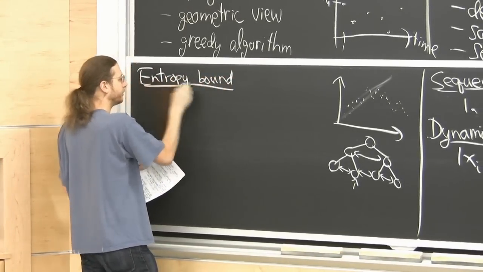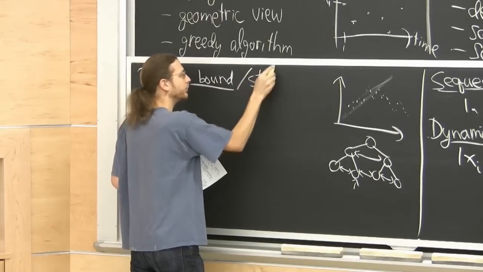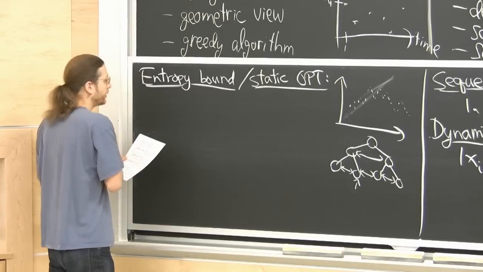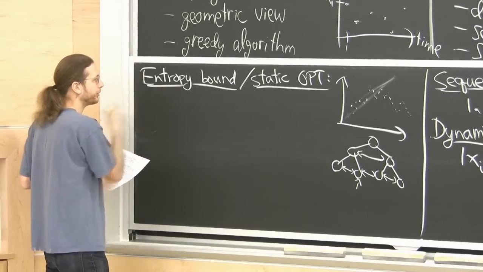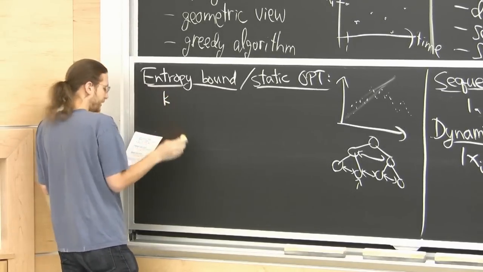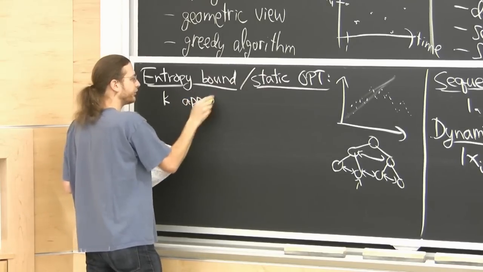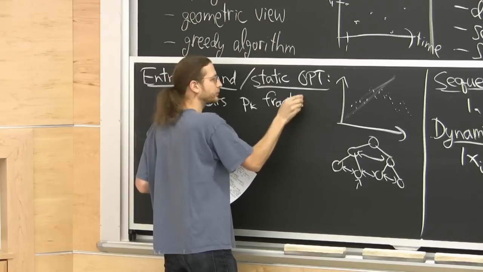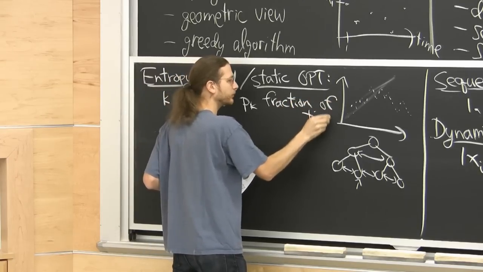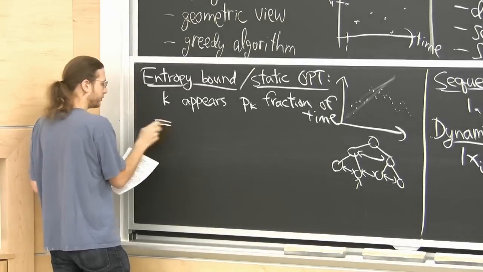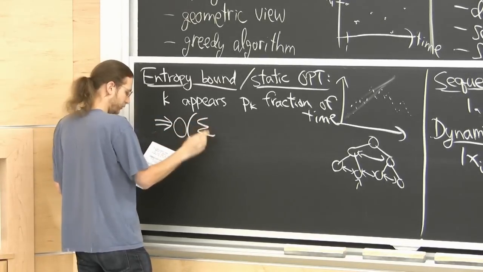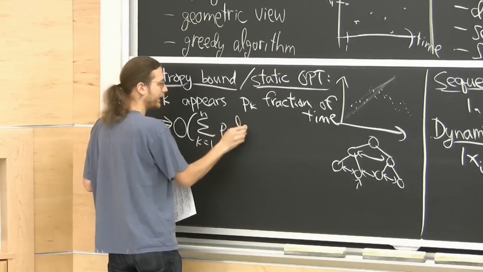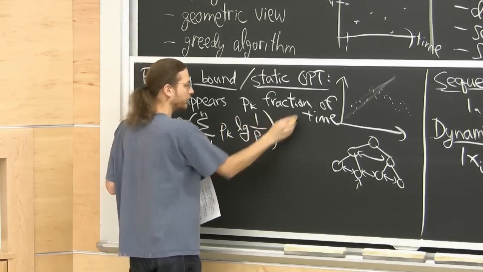Or properties. So the next property is called the entropy property or entropy bound. And it says if key k appears p sub k fraction of the time, then I'd like to achieve a bound of the sum of pk log 1 over pk per operation.